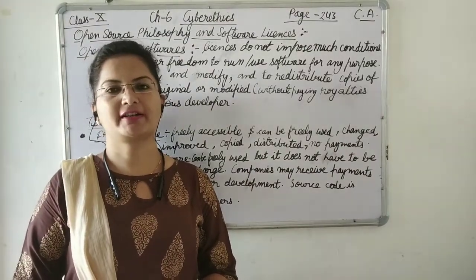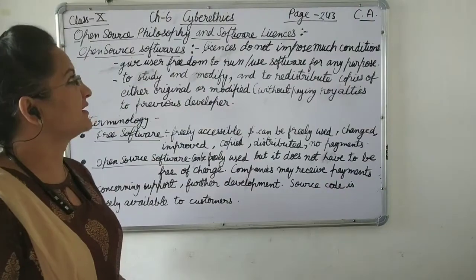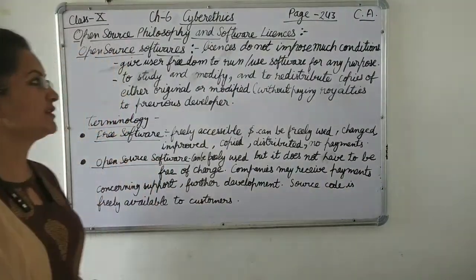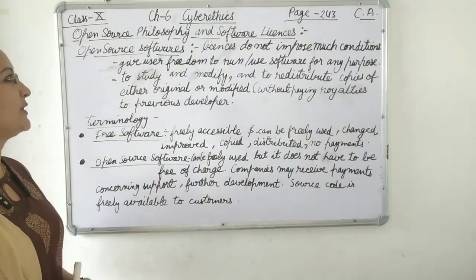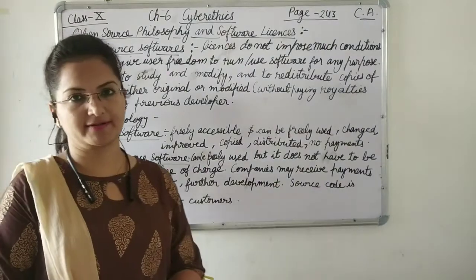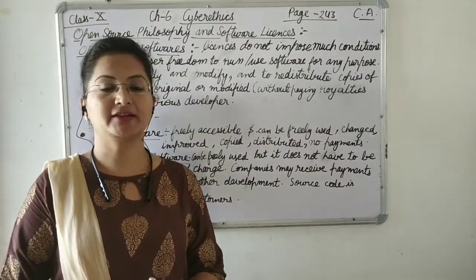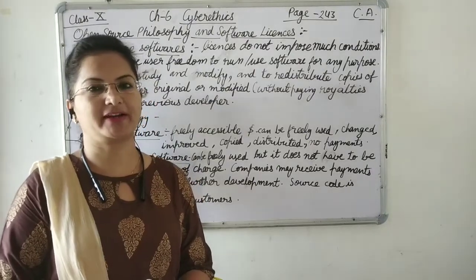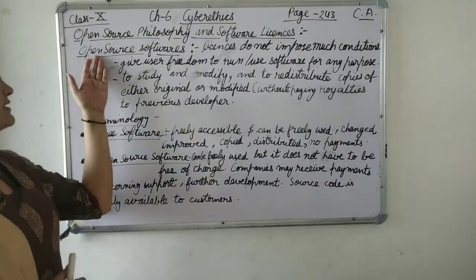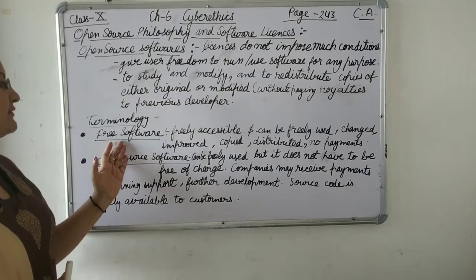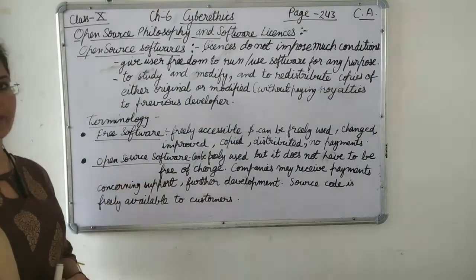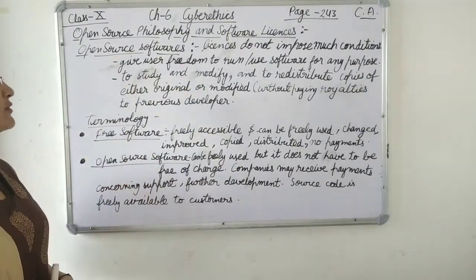Students, today we will continue the same chapter, Chapter 6, Cyberethics. Today we will discuss open source philosophy and software licenses. There are many softwares which are freely available, and the code is also available to be modified. So here we will discuss two types of softwares, free softwares and open source softwares. So let's start with open source software.